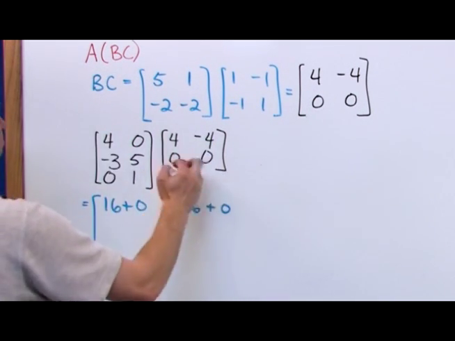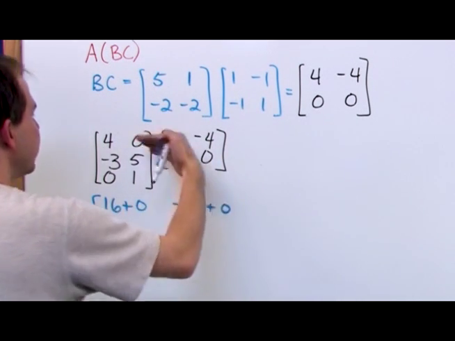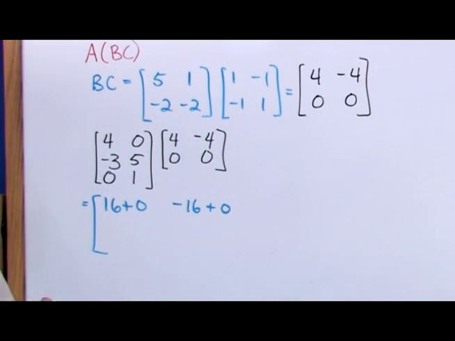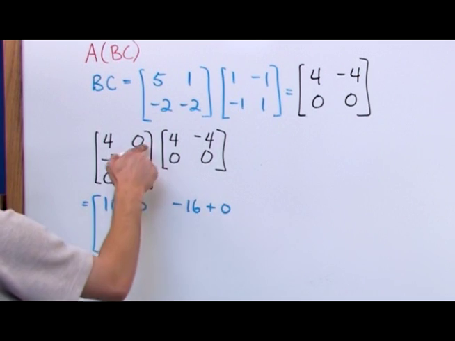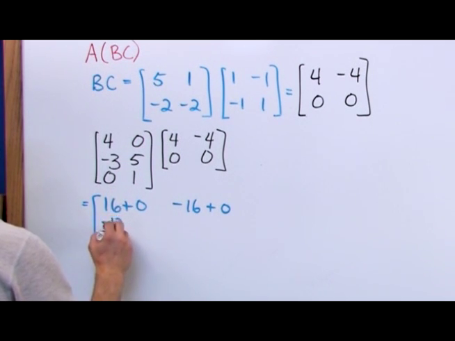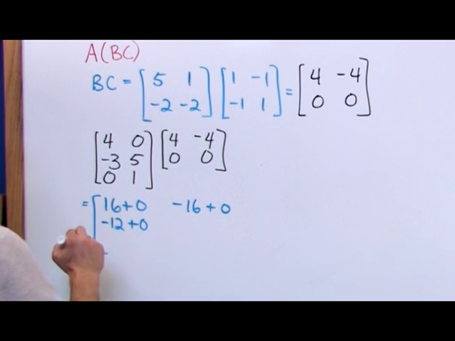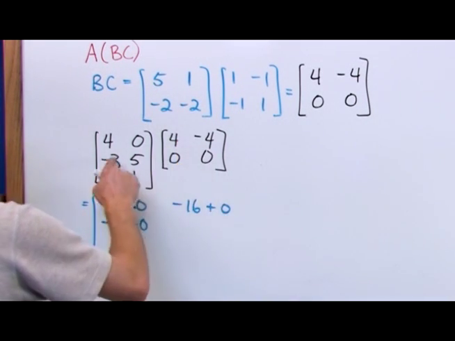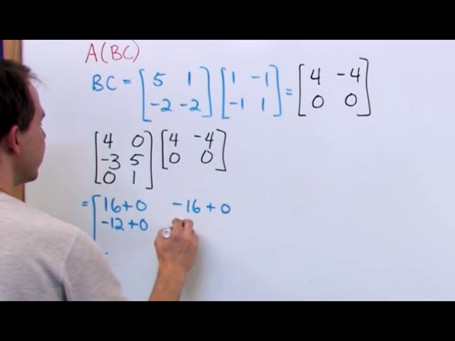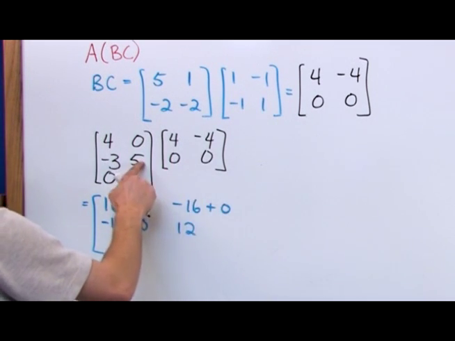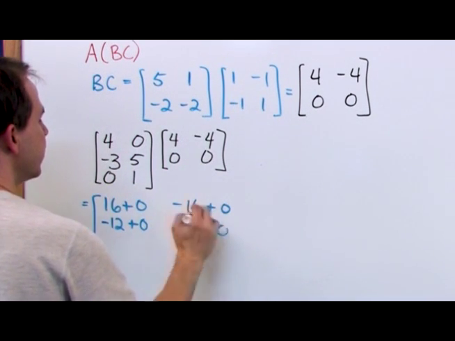Okay, I can't go anymore because there are no more columns, so I just go to the next row here and continue. Over and down. Negative 3 times 4 is negative 12. Over and down. Plus 5 times 0 gives you 0. And then over and down over here, negative 3 times negative 4 is positive 12. Over and down. Plus 5 times 0 gives you 0.